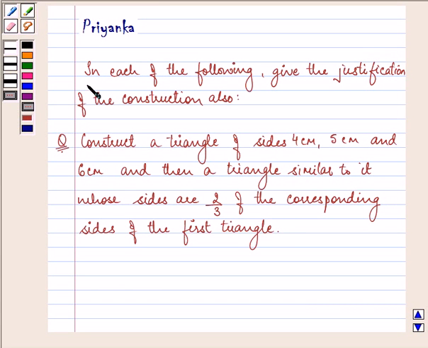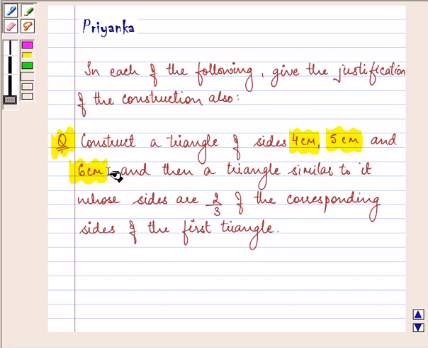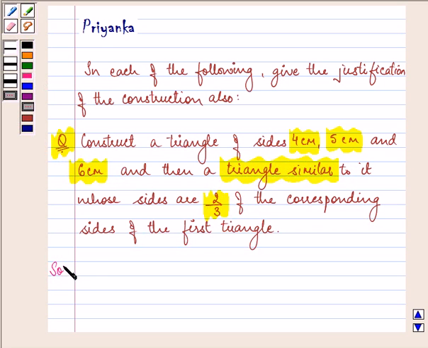The question says, in each of the following, give the justification of the construction also. Here the construction today we are dealing with is: construct a triangle of sides 4 cm, 5 cm and 6 cm, and then a triangle similar to it whose sides are 2/3 of the corresponding sides of the first triangle. Now, let us write down the steps of construction.